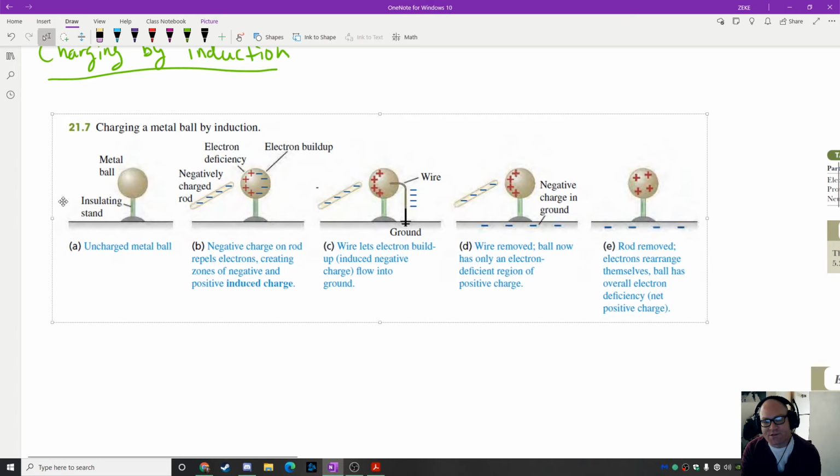We're going to bring a negatively charged rod close, but we're not going to touch, so these two are not touching each other. Similar to what happened with the balloon that we described earlier, these negative charges will basically push electrons to the right-hand side of the ball, which will leave the left-hand side of the ball positively charged. Okay. The next thing that we do is you take a conducting wire, and you place the conducting wire in contact with the metal ball.